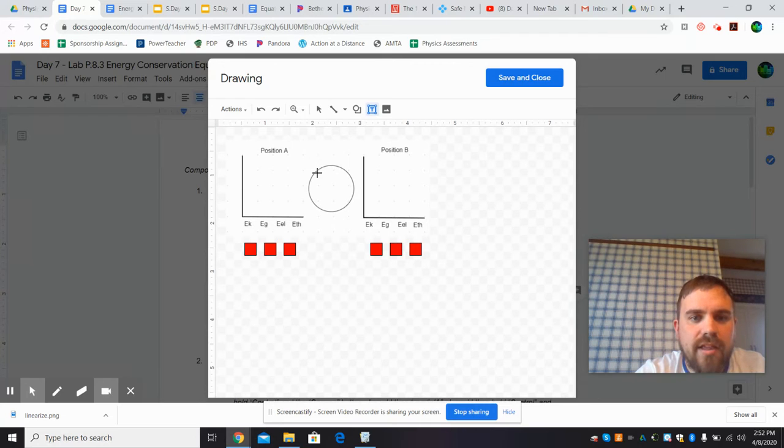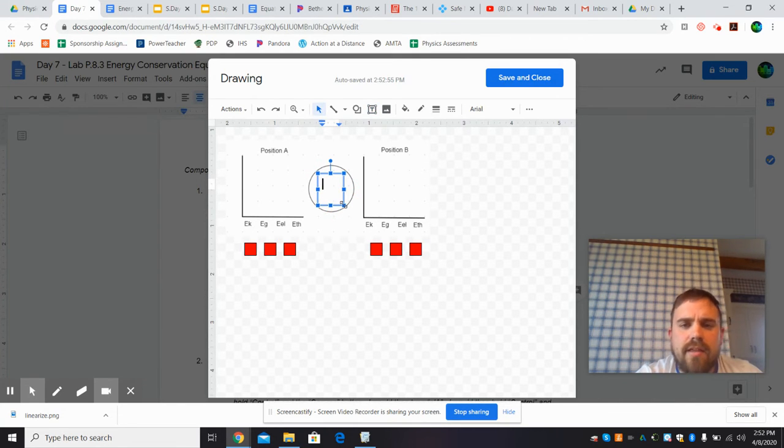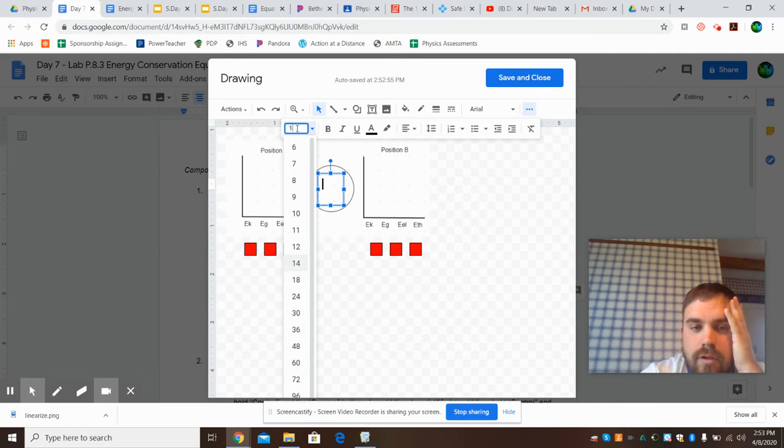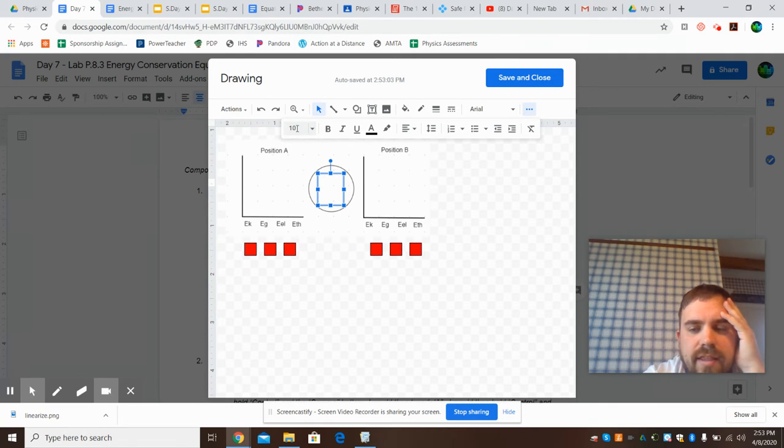So let's consider the LOL chart for this. Let's say position A is the position where it's pushed up against the wall. And then let's say that position B is when it's moving on that frictionless track.